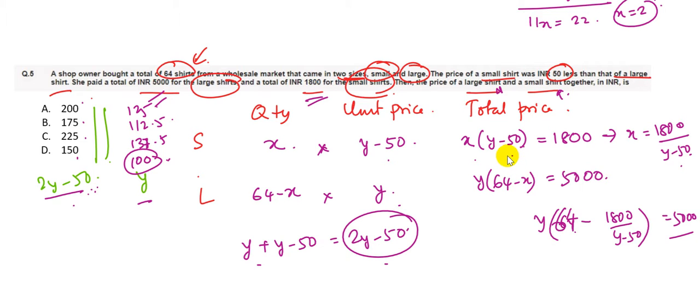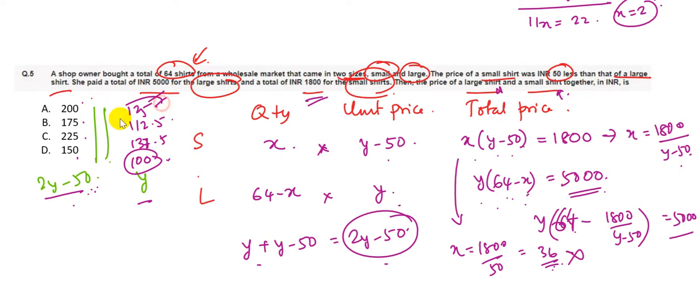the first equation. So if y is 100, then x would come out as 1800 by 50, which would be 36. Now if I put x equal to 36 in the second equation, that would give me 64 minus 36 is 28, and 28 into y, where the value of y is already given as 100. So 100 into 28 is 2800, which is not equal to 5000. So this is not the correct option.